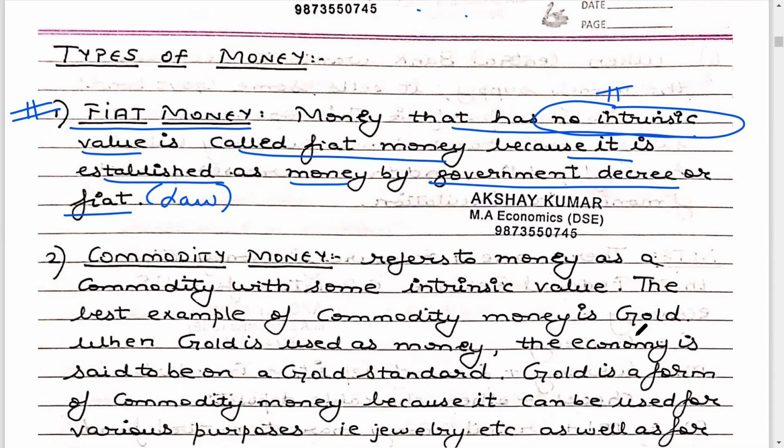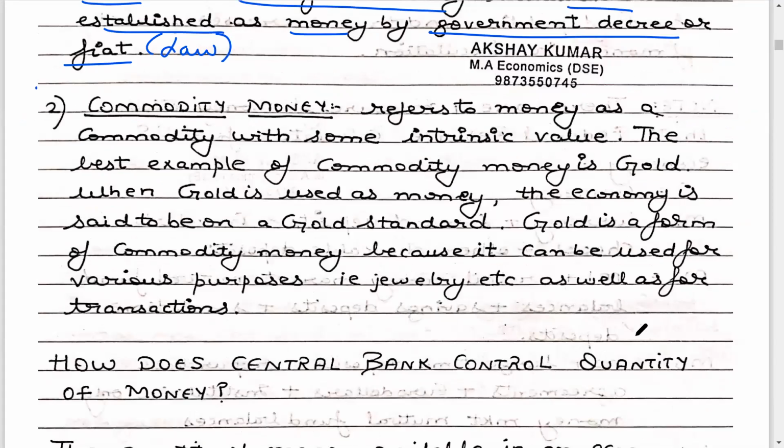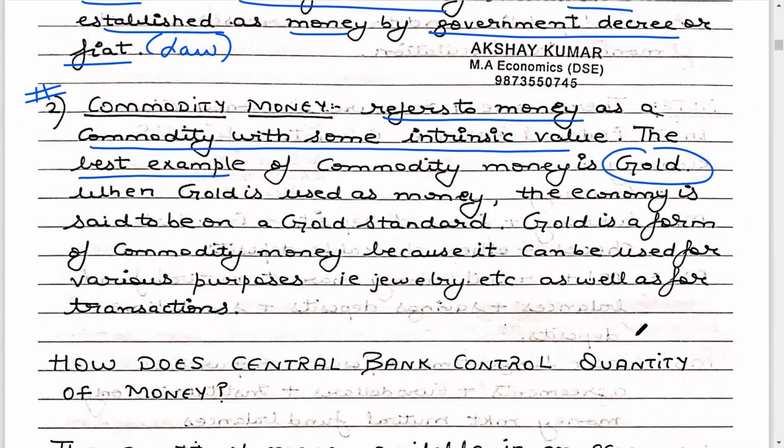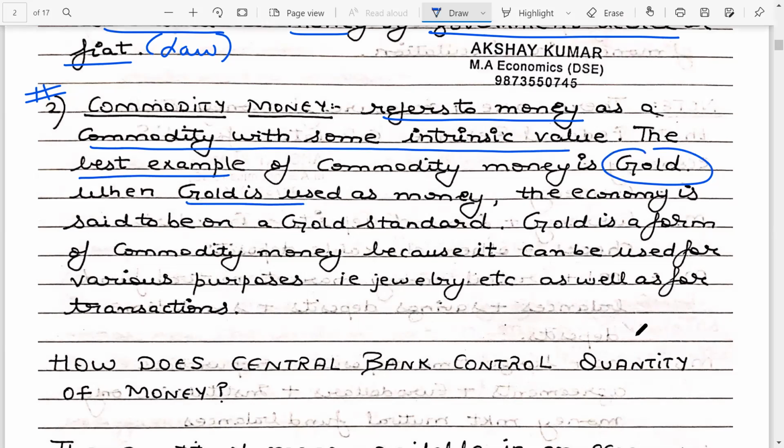No intrinsic value simply means that this money has no value in itself as a commodity. It only has value as money because of the order of the government. Okay, then we have commodity money. Commodity money refers to money as a commodity with some intrinsic value. Best example, gold. When gold is used as money, the economy is said to be on a gold standard.